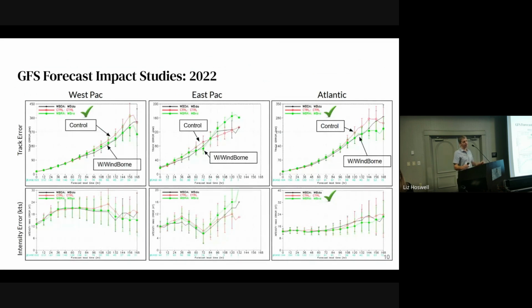And now diving into various domains for tropical cyclone forecasts. Starting on the left here is the Western Pacific in 2022. You can see there the windborne in green, and the control, which was the operational GFS, I guess that's red. An improvement in the West Pacific, neutral or mixed results in the Eastern Pacific, and positive results in the Atlantic, as has already been shown.